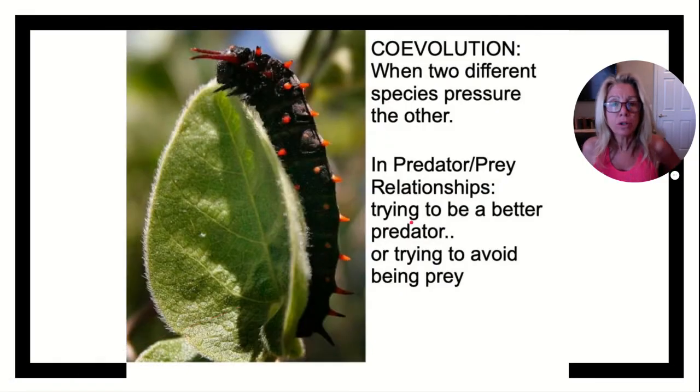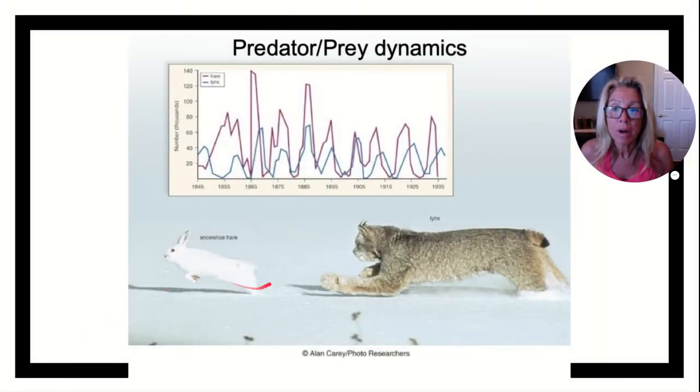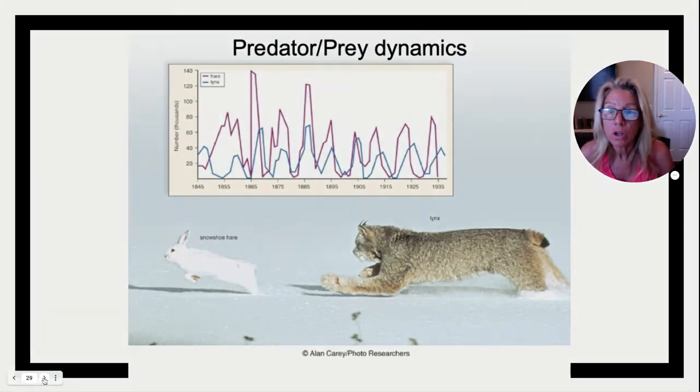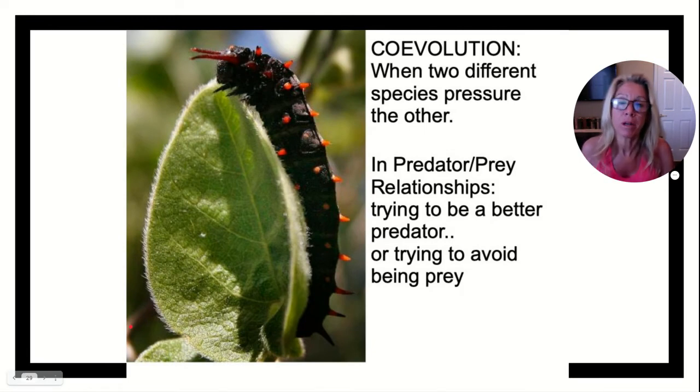All right, so coevolution. This is when two different species pressure each other. So I'm going to go back to the lynx and the hare. This lynx chasing down snowshoe hares is going to be some directional selection for the snowshoe hare to be faster so that he can run away from the lynx, which then creates some directional selection for the lynx to be faster. So they're pressuring each other. That is coevolution, trying to be a better predator or trying to avoid being prey. Now there's other coevolution with fertilization and things with flowers and insects. This is just one example here.